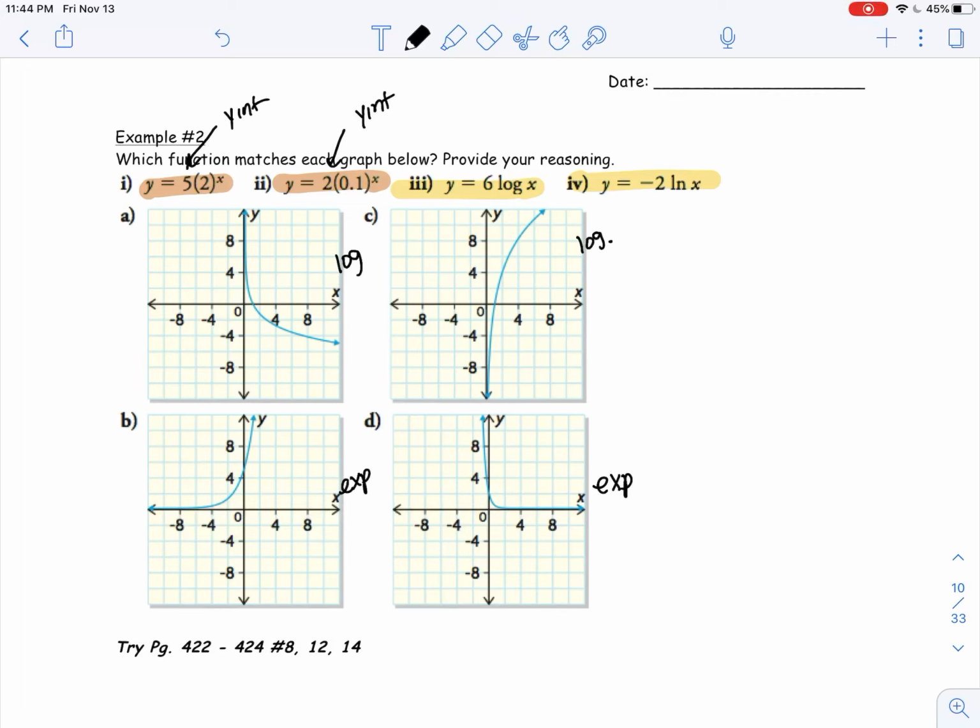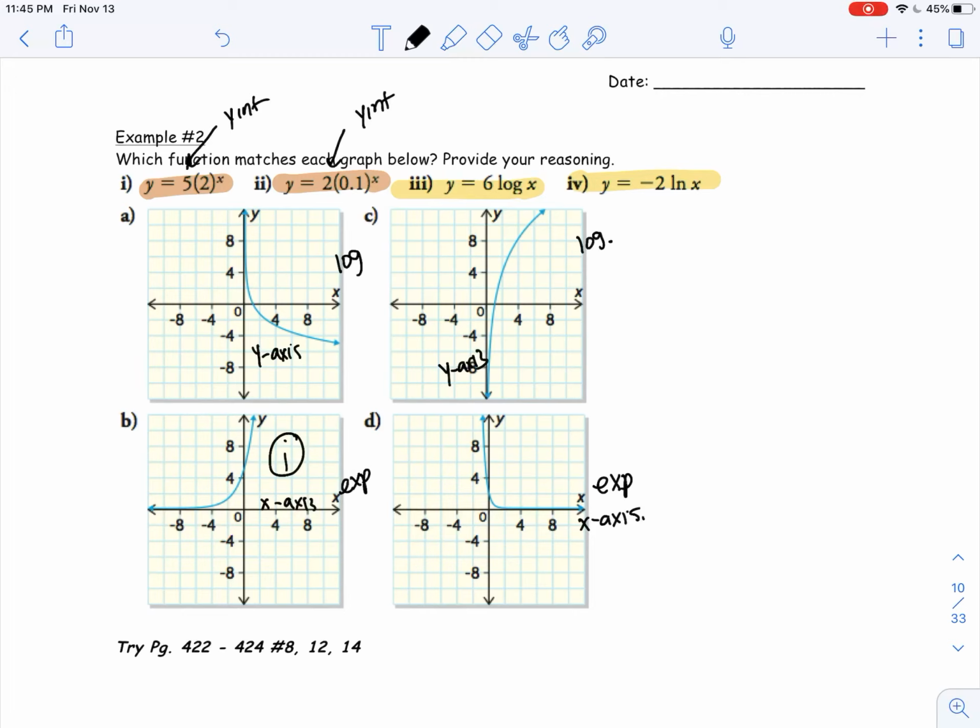How I knew that is because of the domain. Here, do you see how it doesn't touch the y-axis? And here it doesn't touch the y-axis, that means it's a logarithm. Versus here it doesn't touch the x-axis, and here it tries not to touch the x-axis, even though it looks like it does, okay? So you need to remember that. So for our exponentials, we know that the y-intercept of 5 is going to match graph number 1, okay?